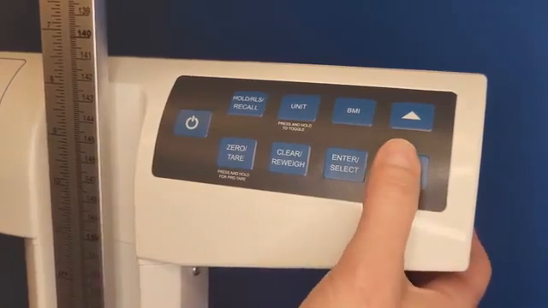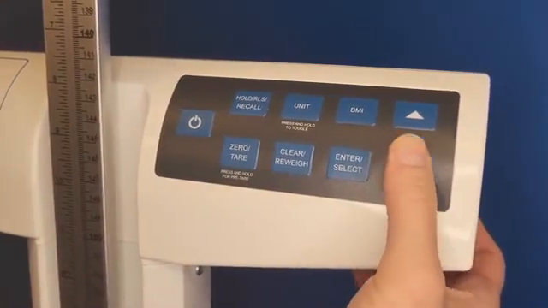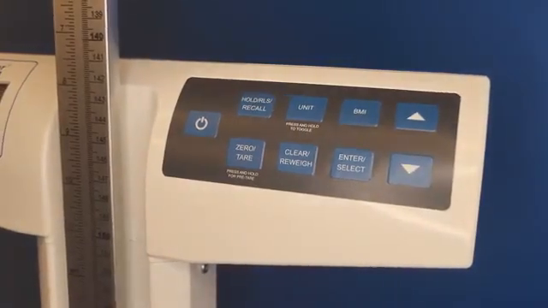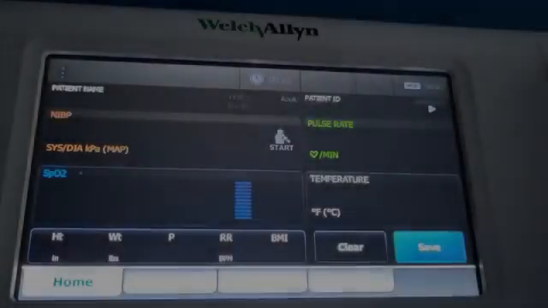To enter the height manually, press an arrow key after entering BMI mode. Then use the arrow keys to input the patient's height and press Enter to calculate the patient's BMI.